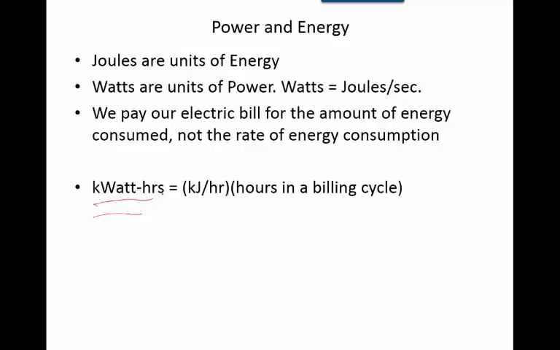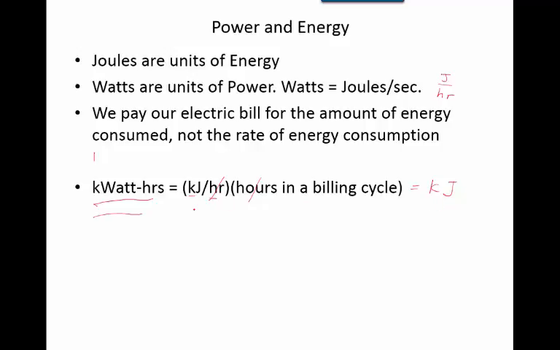So a kilowatt is a kilojoule per hour. A watt is a joule per second, but there's no reason why it can't be joules per hour, right? It's still joules per time. So kilowatt means that let's say I'm consuming so many kilojoules per hour, and then I have my hours in a billing cycle, and I end up with kilojoules. So a kilowatt hour is really a kilojoule.